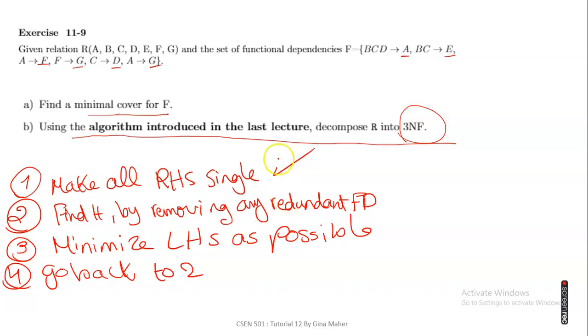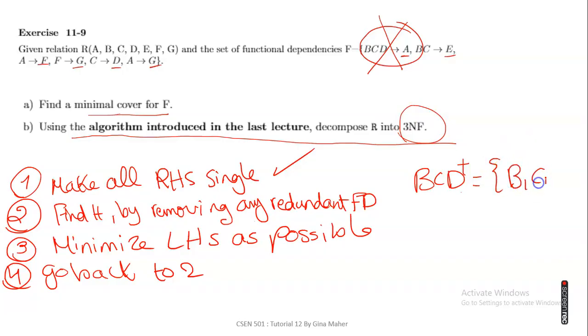In other words, how to check the redundancy? Now, we want to check the first one. We need to know whether this is redundant or not. So what we are going to do is to get the closure of BCD, but with removing this one. If the closure will get us A, then this one is redundant, which means that we can deduce the A from BCD without this functional dependency. Okay? So let's do so.